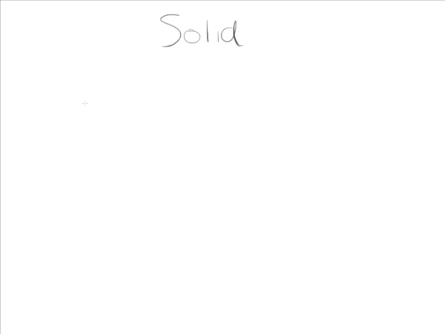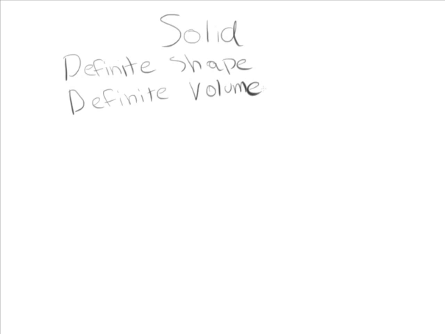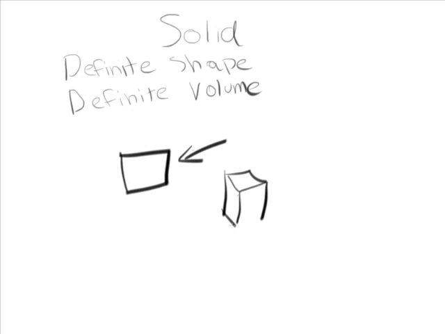The two things I really want you to know about solids are that they have a definite shape and a definite volume. So if we have a block or a brick, it has a definite shape. It's a cube shape. If we wanted to make it even cubier, we could go like this, like that. And that shape isn't going to change.